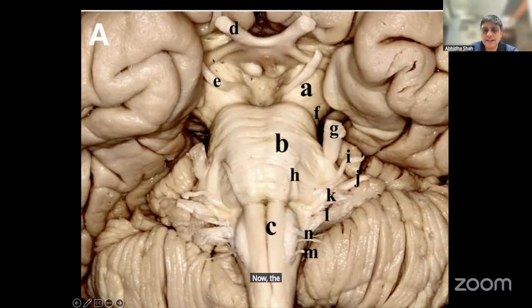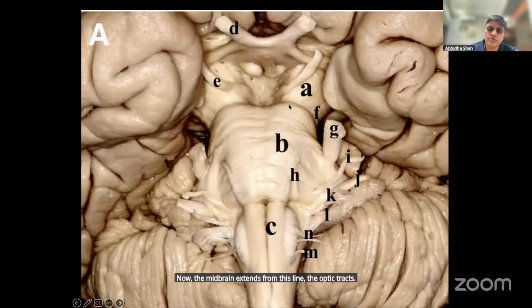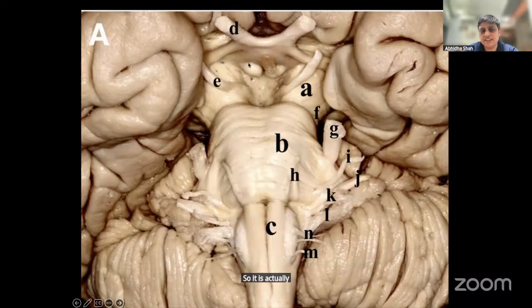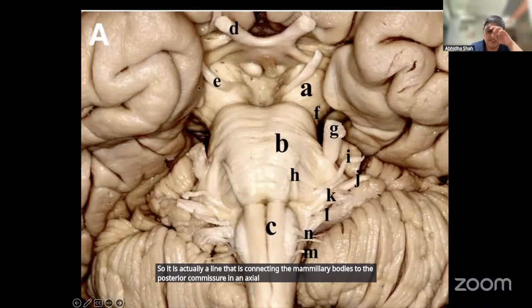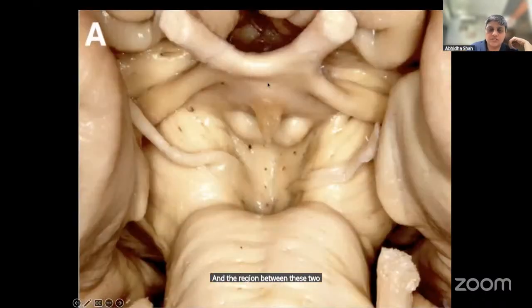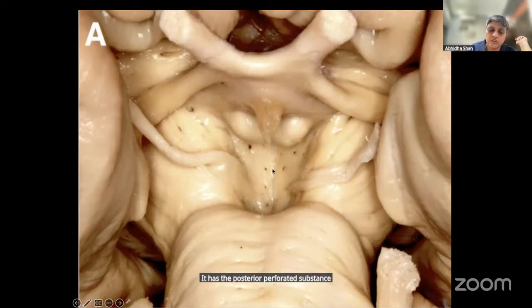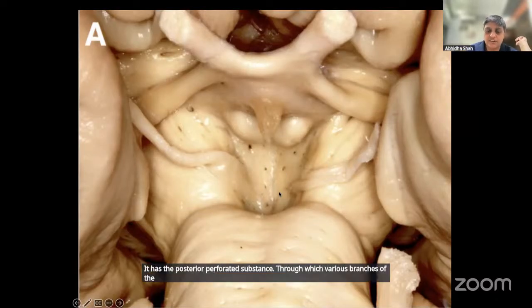The midbrain extends from this line, the optic tracts, all the way here to the pontomesencephalic junction. It is actually a line connecting the mammillary bodies to the posterior commissure in an axial plane, and the region between these two structures is the midbrain. The midbrain ventrally, as you know, is comprised of the crus cerebri. This is the interpeduncular fossa. It has the posterior perforated substance through which various branches of the basilar artery, perforators, enter into the brainstem to supply it.